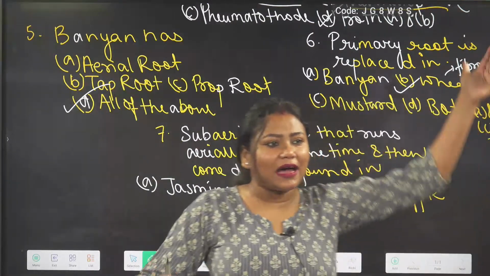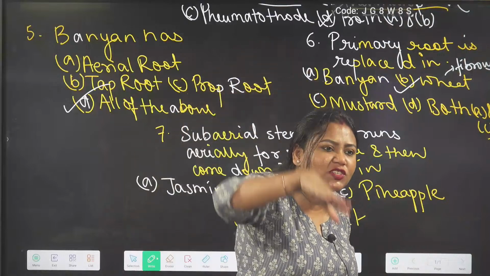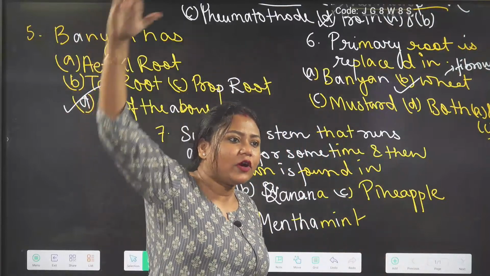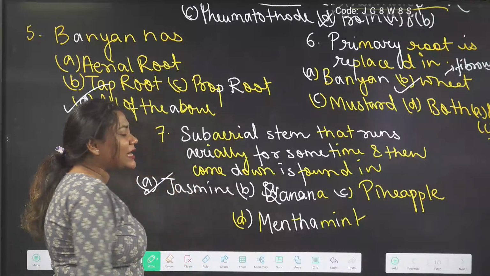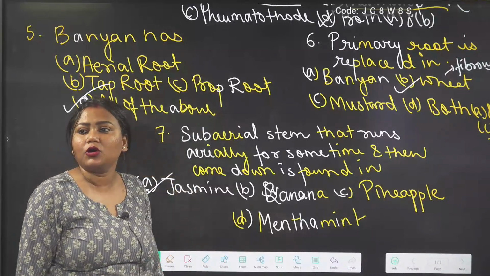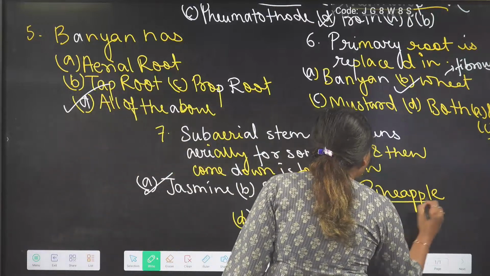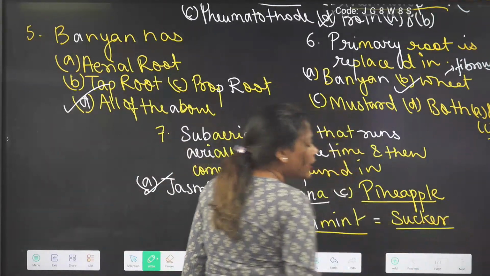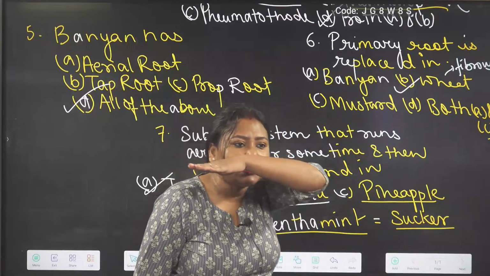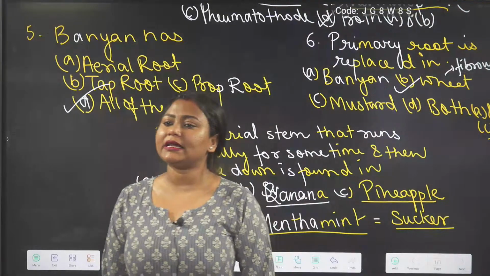Subaerial stem that runs aerially for some time and then comes down. What is the answer? Jasmine. Yes, very good. What about banana, pineapple and mentha? These three are sucker. Subaerial stem will run horizontally and then come obliquely upwards.